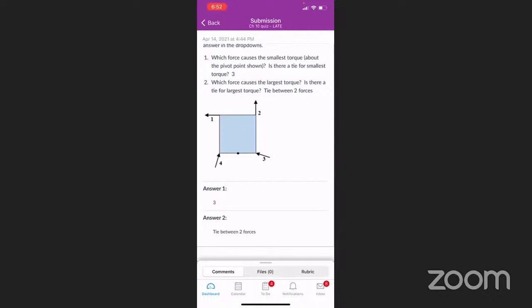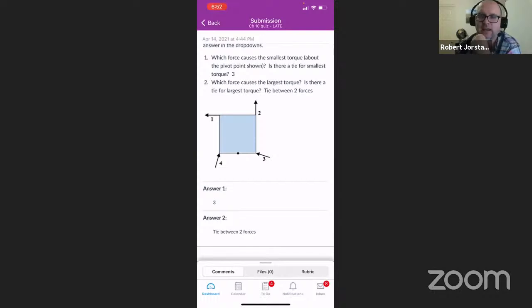Okay, so looking at Gonzalo's screen here, which force causes the smallest torque? Which one did you think? I put 3 because it's the one that's closest to the pivot. Yeah, the smallest lever arm. And then the next one: which force causes the largest torque? Which one do you think it is? Now that I think about it, I think I messed up and it should have just been 1 alone. Yes, because they don't have the same lever arm.